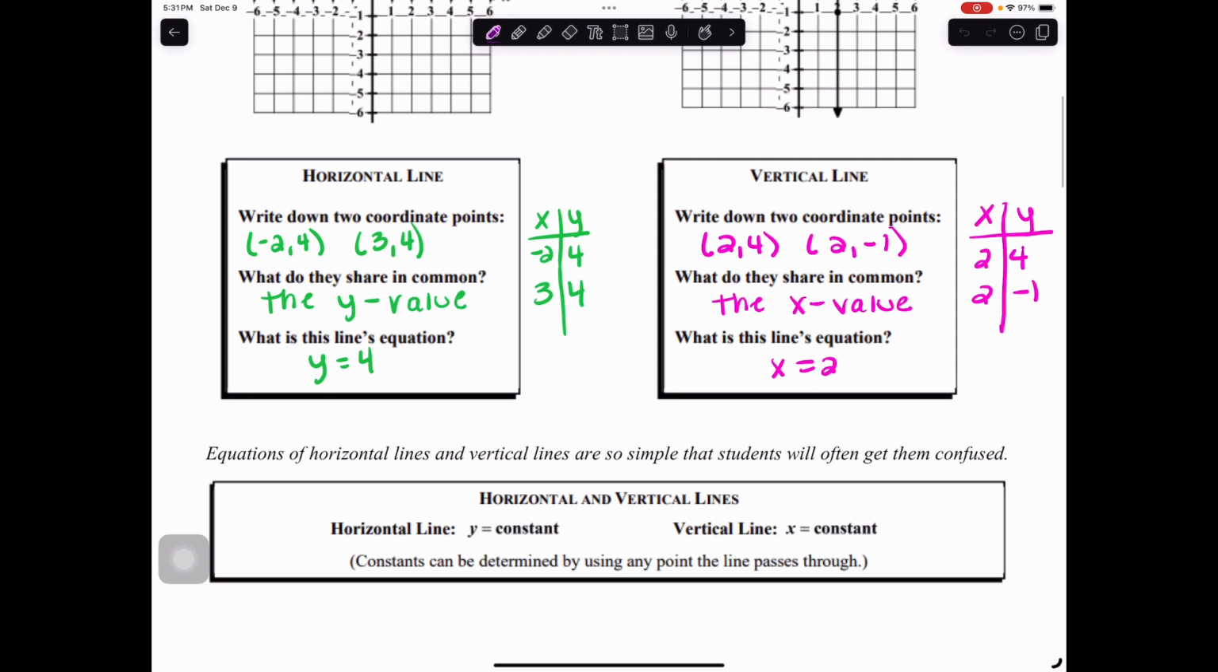So equations of horizontal lines and vertical lines are so simple that students will often forget them and get confused, and that is the truth. It's very easy to go backwards. So that's why this strategy of using coordinates to help you will be a way that you can always, hopefully, remember which one is which. Okay, so horizontal lines are y equals a constant. Remember, constant's just a number. Vertical lines are x equals a constant. Again, just a number. And it says the constants can be determined by using any point the line passes through.